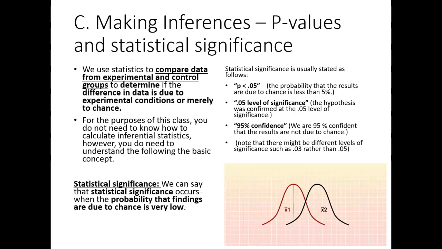Now, the final thing that I want to talk about here is making inferences, especially using what we call p-values and statistical significance. So for this, we're going to be wanting to compare two data sets. So we have the data set from the control group and from the experimental group. So let's say that I have a computer-aided reading program for 5th grade students.